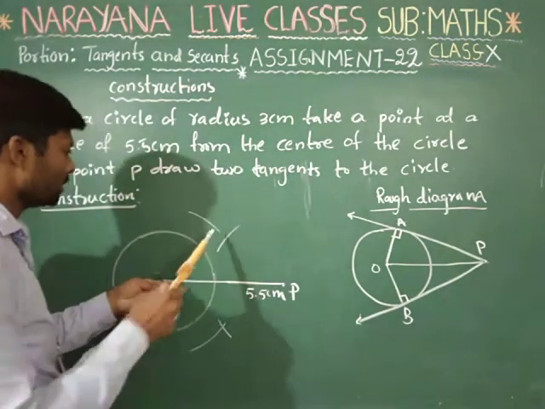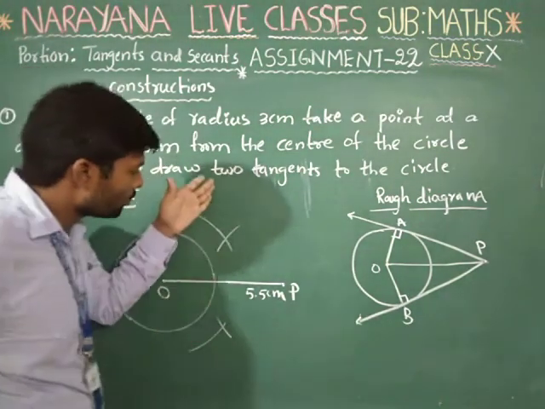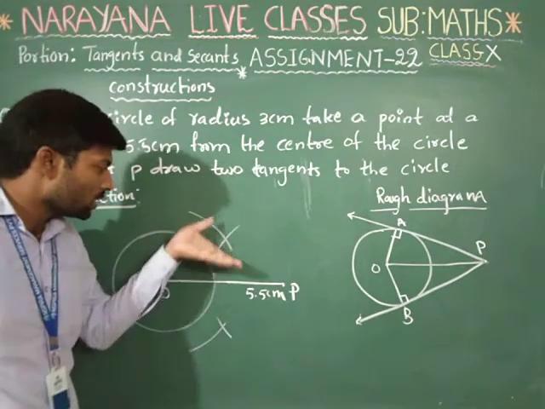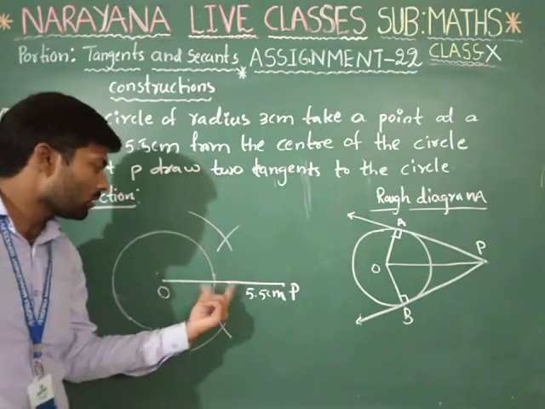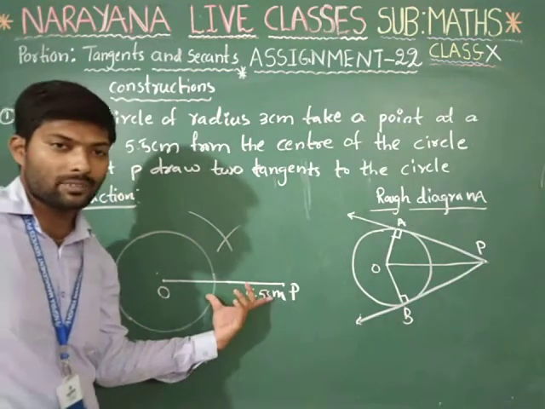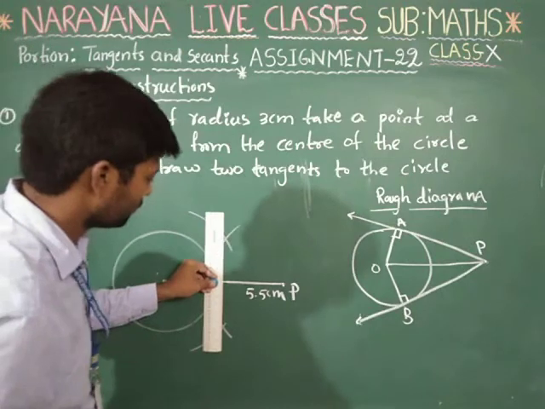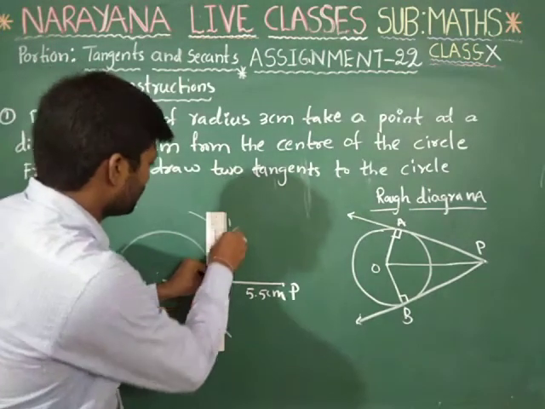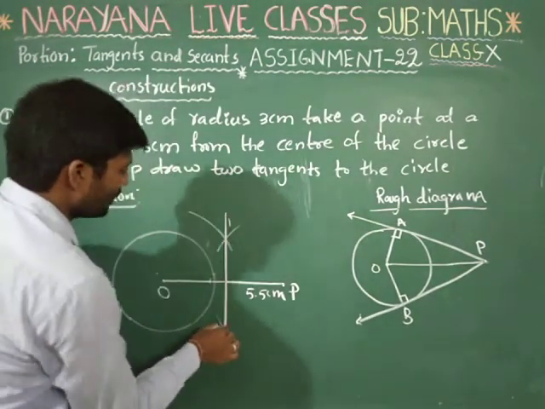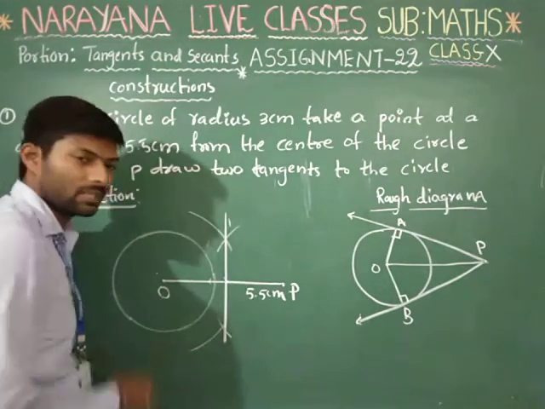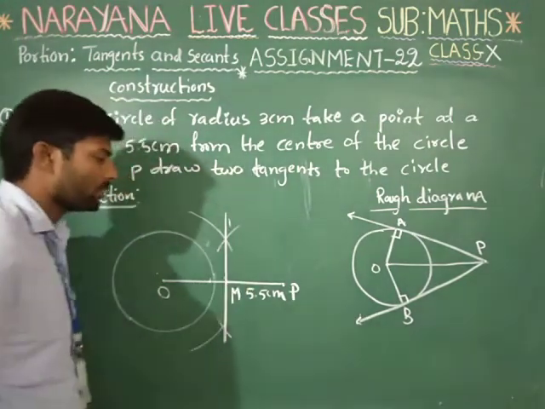Just extend these arcs. Now you have to join these two arcs with the help of a scale. The line passes through a point on OP. So it intersects OP at one point, and that is exactly the midpoint of OP.